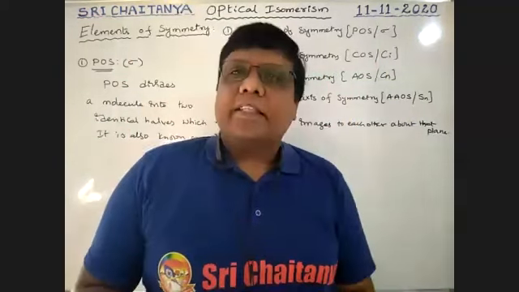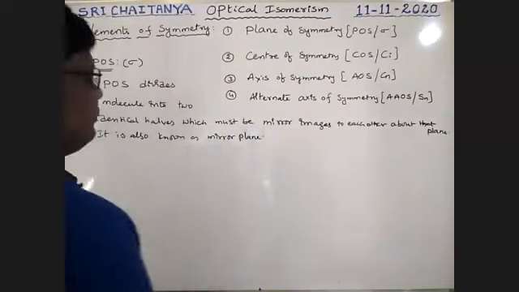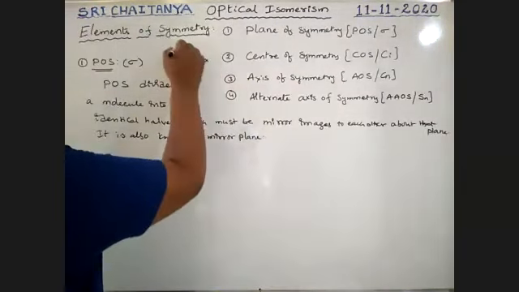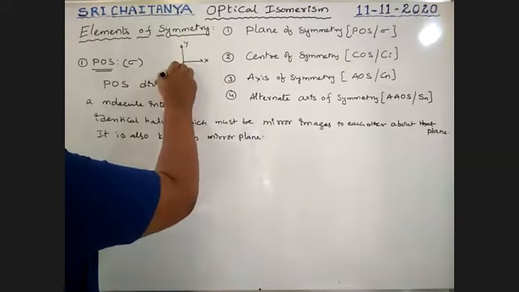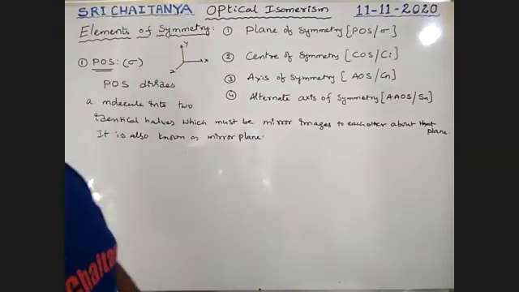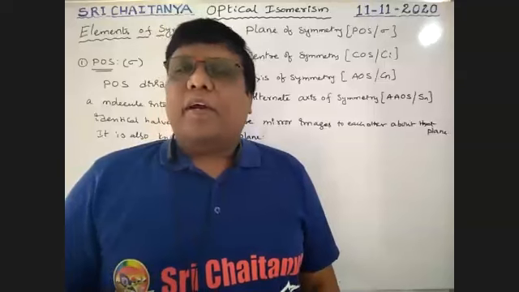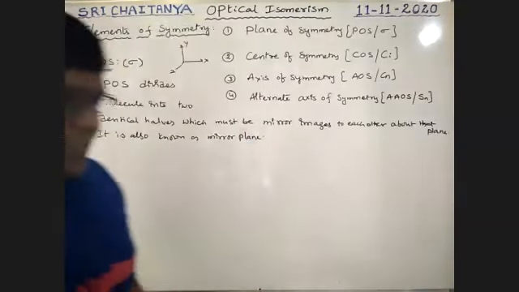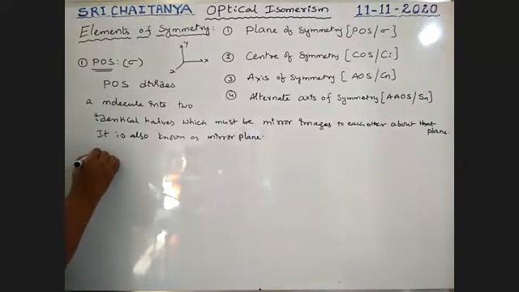Let us take an example. Here this is the x-axis, this is the y-axis, this is the z-axis. That means the plane may be the XY plane, YZ plane, or XZ plane. Let us observe the examples.